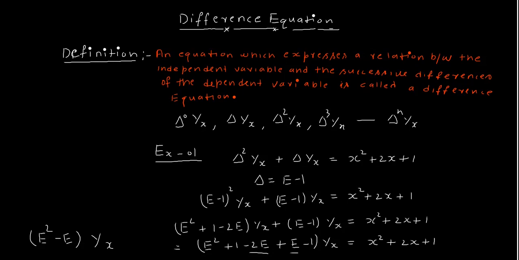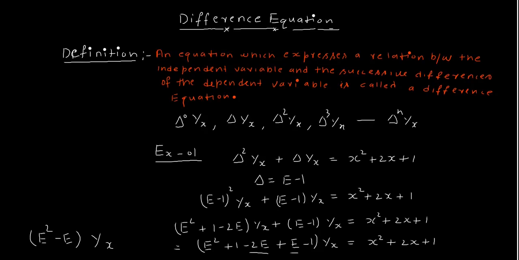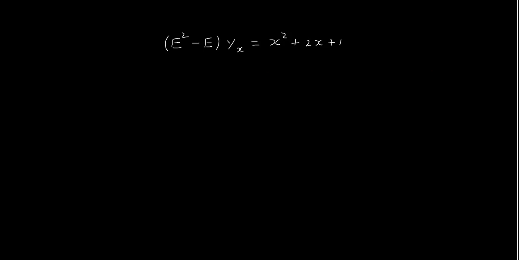This is in terms of the shift operator. In a more simplified form, this is (E square minus E) yx equals x square plus 2x plus 1. Just see what we have written here. And in terms of the forward difference operator, just above this, it is del square yx plus del yx equals x square plus 2x plus 1.